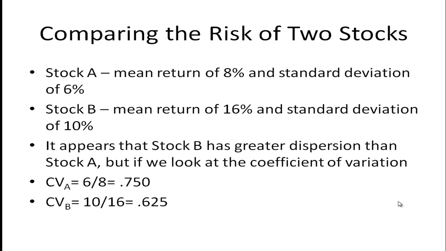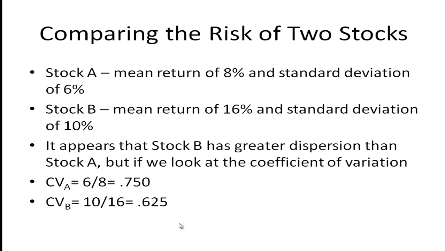Well, it appears that stock B has greater dispersion than stock A, but if we look at the coefficient of variation, we see that the coefficient of variation for A, 6% standard deviation divided by the 8% mean, gives us a coefficient of variation of 0.75. The coefficient of variation for B is going to be the standard deviation of B, which is 10%, divided by the mean of 16%, which is 0.625.